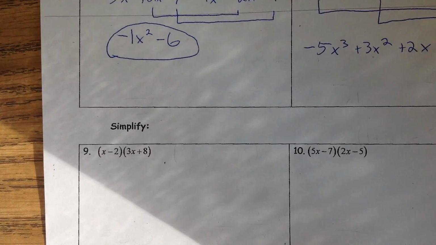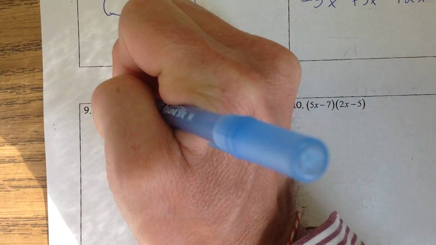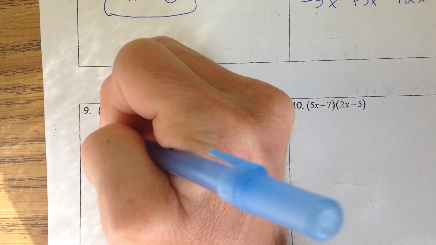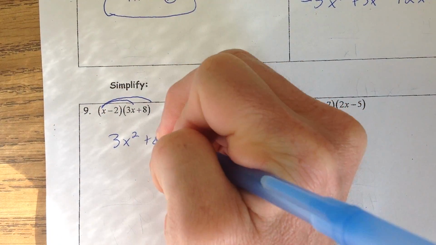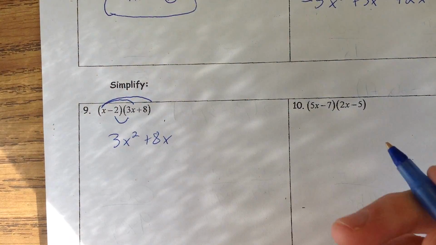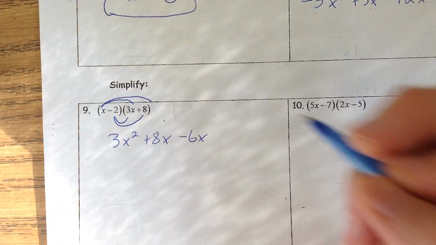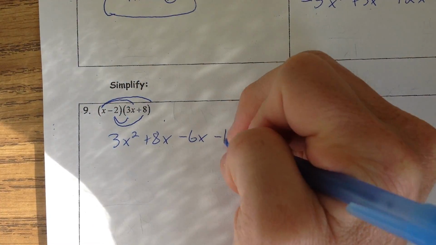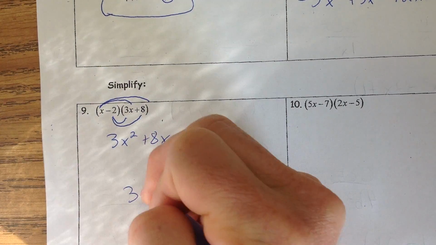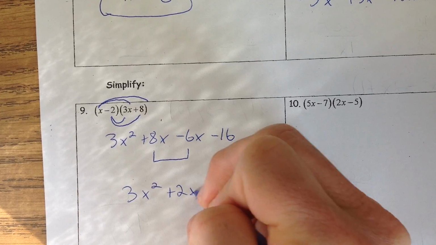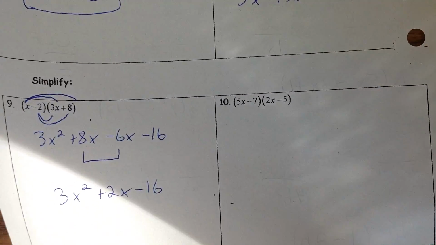All right. Last but not least is our double distribution. So that's where we just do them one at a time. X times 3x is 3x squared. X times 8 is plus 8x. Negative 2 times 3 is negative 6x. Negative 2 times 8 is negative 16. Okay? We then combine our like terms, and we get 3x squared plus 2x minus 16. All right, let's try one more of those, and then we'll be done.